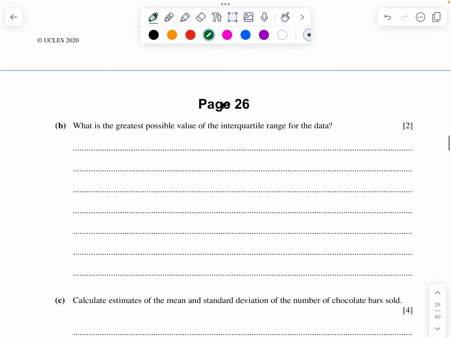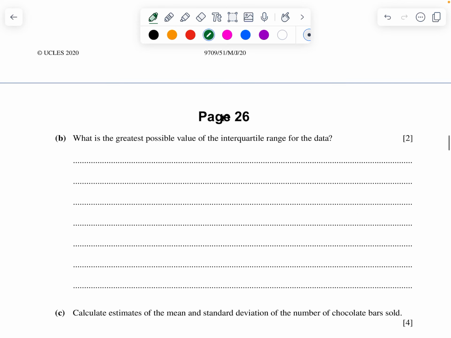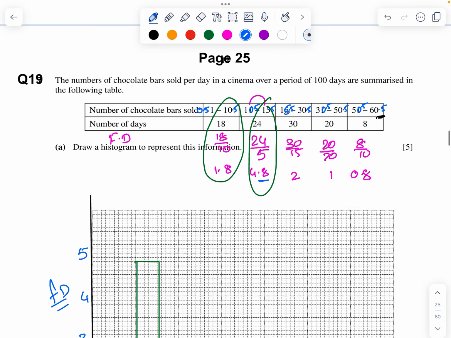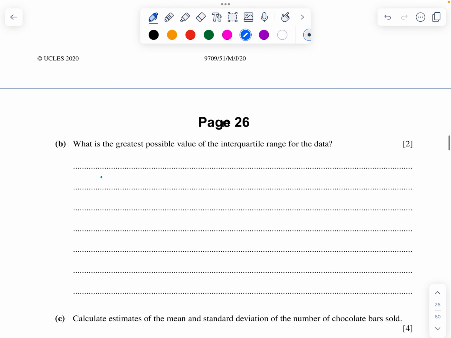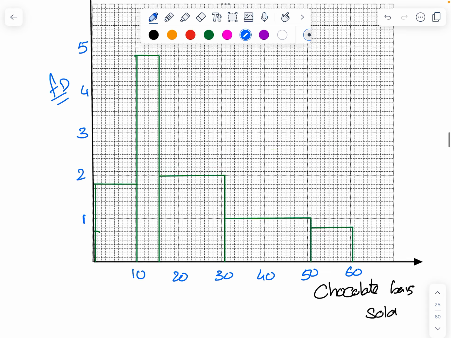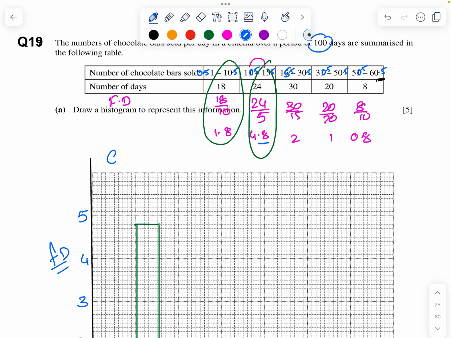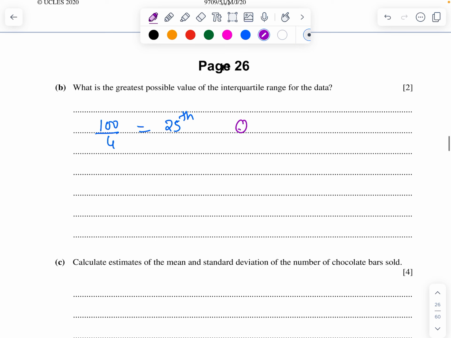What is the greatest possible value of the interquartile range of the data? So how many people are there basically? The total is 100. So 100 divided by 4, which is the 25th one. Where will the 25th one come? If I find the cumulative frequency, this is 18, 42, 72, 92 and 100. So the 25th one will be in the range of 11 to 15. So Q1 will lie in the range of 11 to 15.